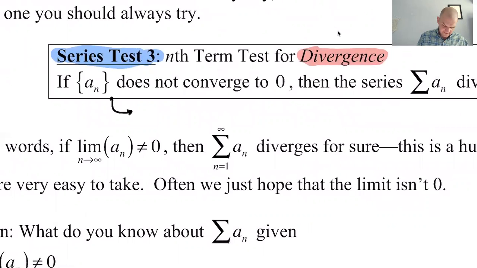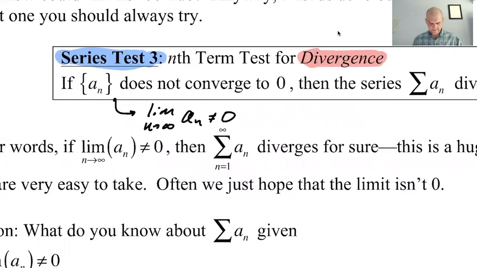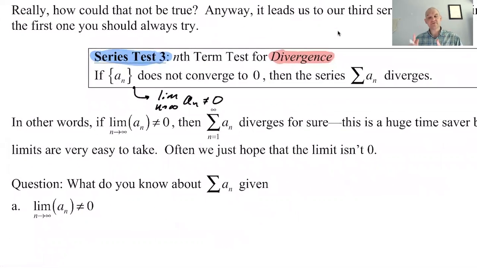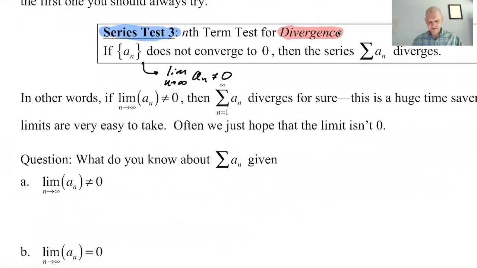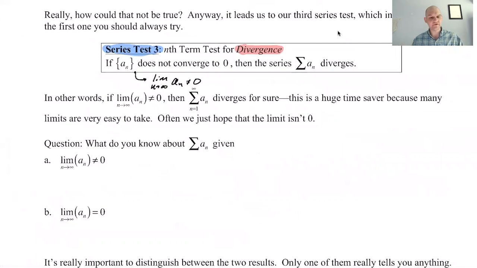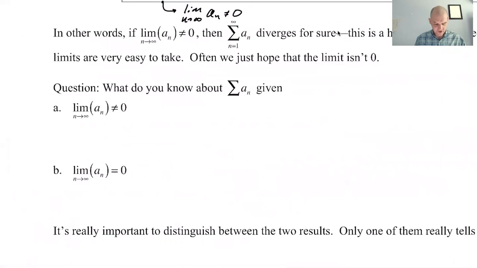So this is saying that the limit as n approaches infinity of a sub n is not 0. So if the sequence doesn't converge to 0, so if the limit as n approaches infinity of a sub n is not 0, then the series definitely diverges. If the limit is 0, we have absolutely no idea. Might converge, might diverge. We just literally don't know enough yet. And so don't confuse those.